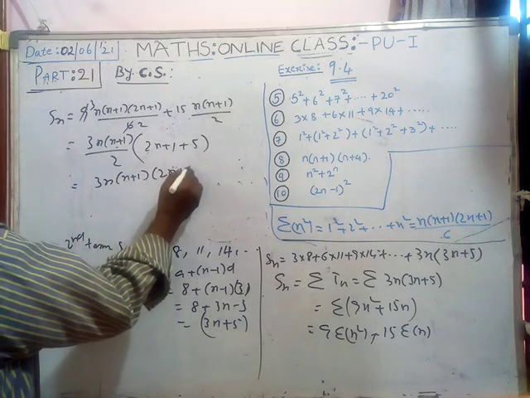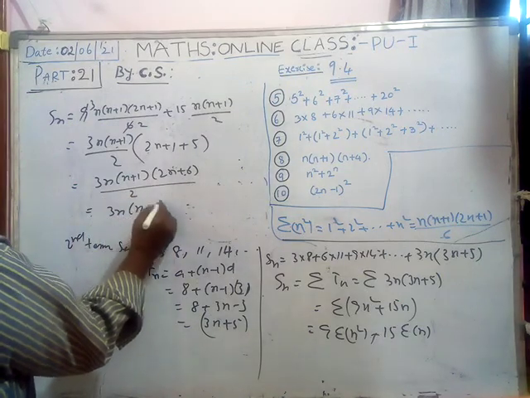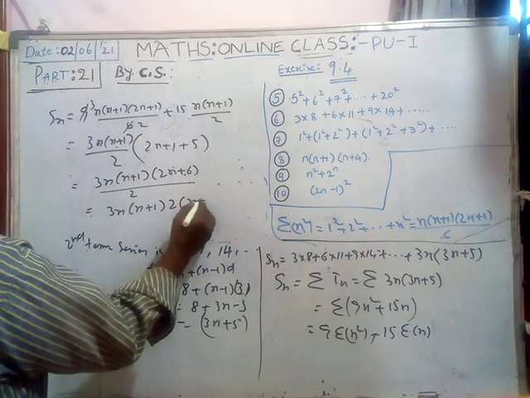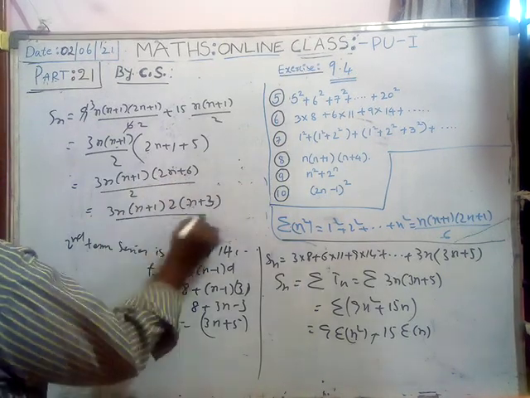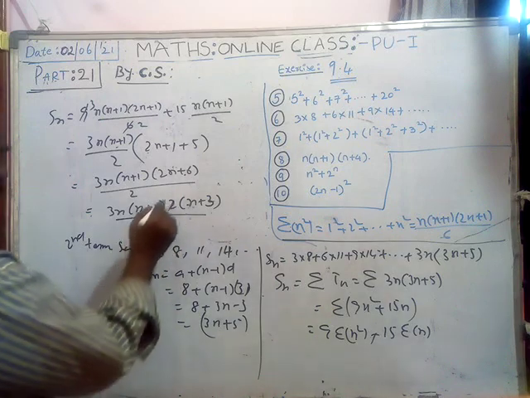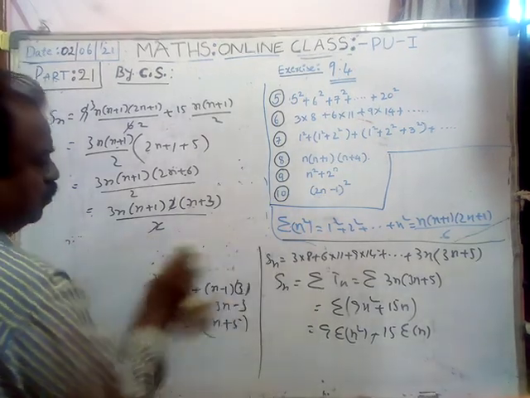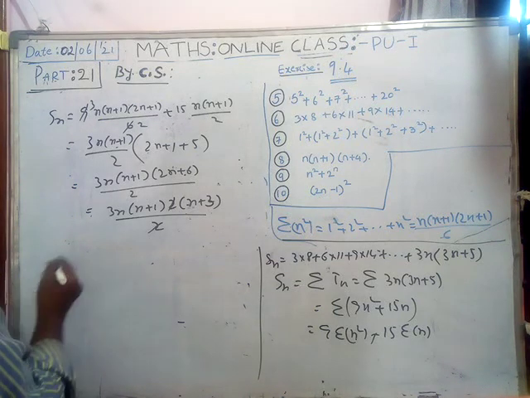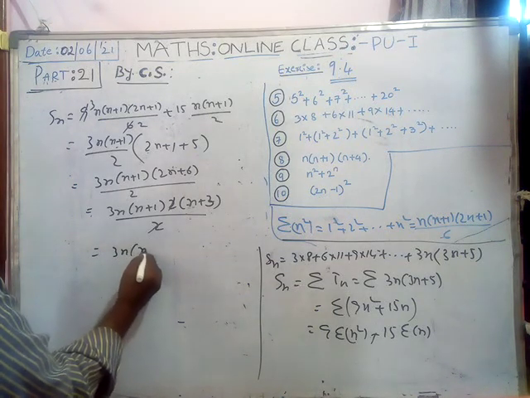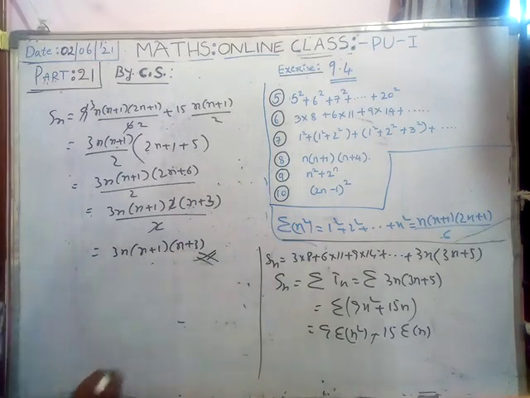So it is 3n of n plus 1, times 2n plus 6 by 2. That is 3n of n plus 1, 2 into n plus 3. Again 2 is common, by 2. 2 cancels, so there remained only the sum, which is 3n of n plus 1 of n plus 3. Okay?